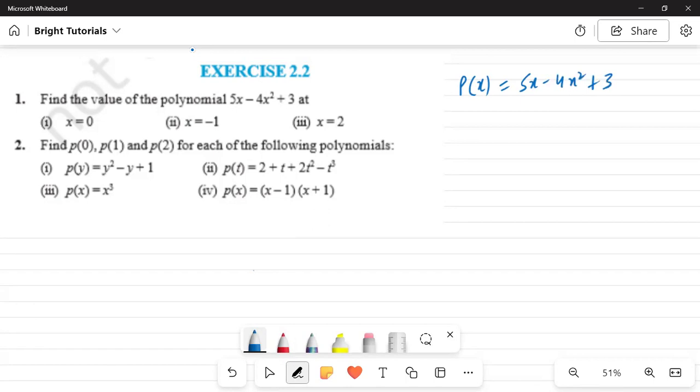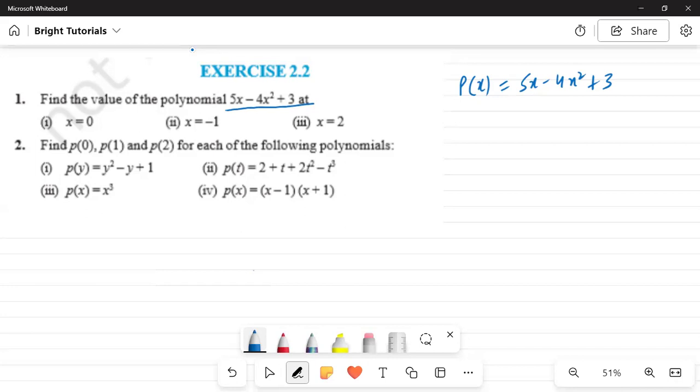We have given the polynomial 5x minus 4x square plus 3. We have denoted this polynomial by p(x). P means polynomial and x means this polynomial is in variable x. If this polynomial is in y, we will write p(y). If this polynomial is in z, we will write it as p(z). It is not mandatory that we always use p. We can use any alphabet like a, b, c, d, e, f, g, h. It does not matter at all. But this x will matter. If this polynomial is in x form, then we have to write x here. If this polynomial is in variable y, then we have to write y here. Basically, we denoted it by p because p means polynomial.